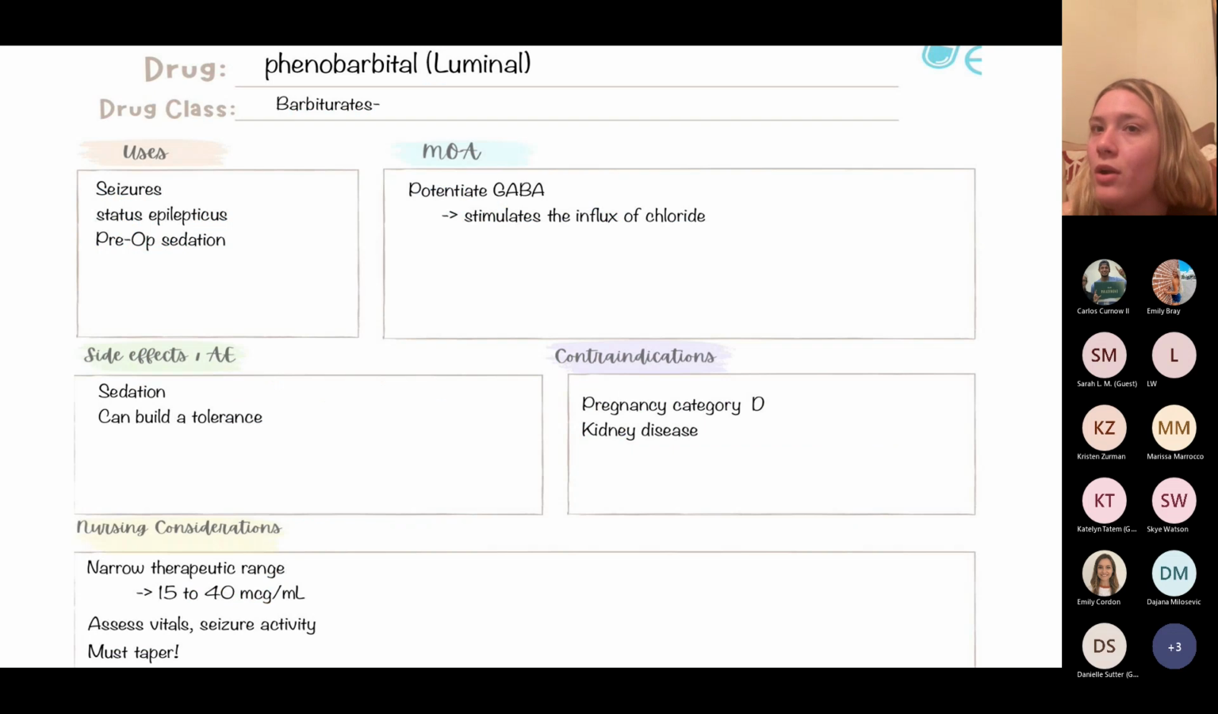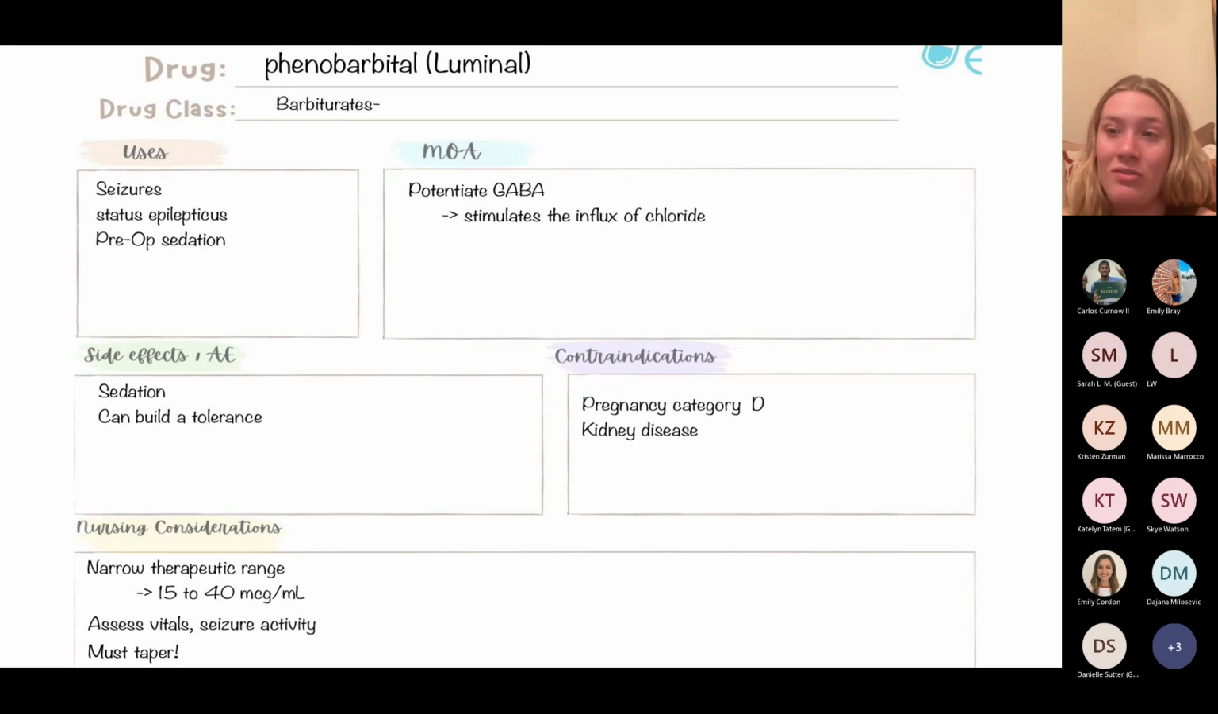So now we're going to talk about our drug prototype for our barbiturates, phenobarbital. This is used for pre-op sedation. It's also used for seizures or status epilepticus, a seizure lasting longer than 5 minutes. And this is going to help potentiate GABA. However, what are the side effects of all barbiturates? Sedation. So just keep that in mind. These patients probably shouldn't be operating heavy machinery. They probably should be taking it easy, not driving, not exercising, not doing anything like that.